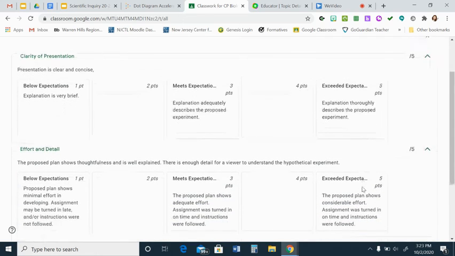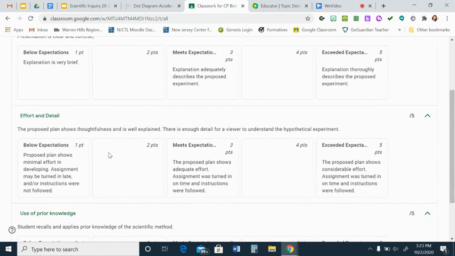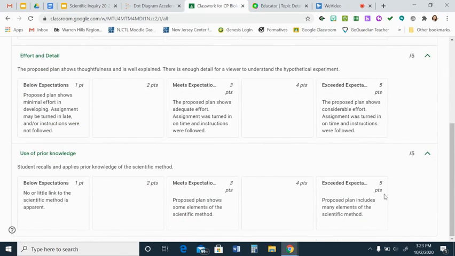So the effort is obvious is the next criteria. So the proposed plan shows thoughtfulness and is well explained. There's enough detail for a viewer to understand your hypothetical experiment. So again, your proposed plan would show considerable effort, assignment was turned in on time, and instructions were followed. That would be a higher point value. Use of prior knowledge. So student recalls and applies prior knowledge of the scientific method. So in your proposed plan, it's obvious that you're thinking back to what you've learned in the past from prior science courses and that you're using some of that prior knowledge in your plan.